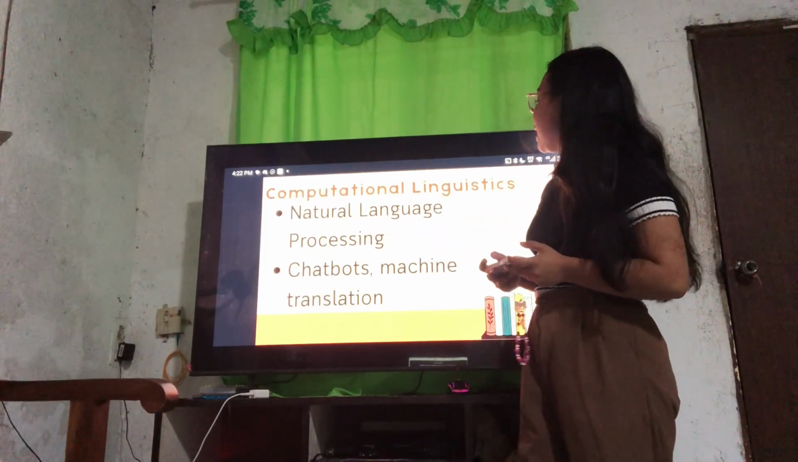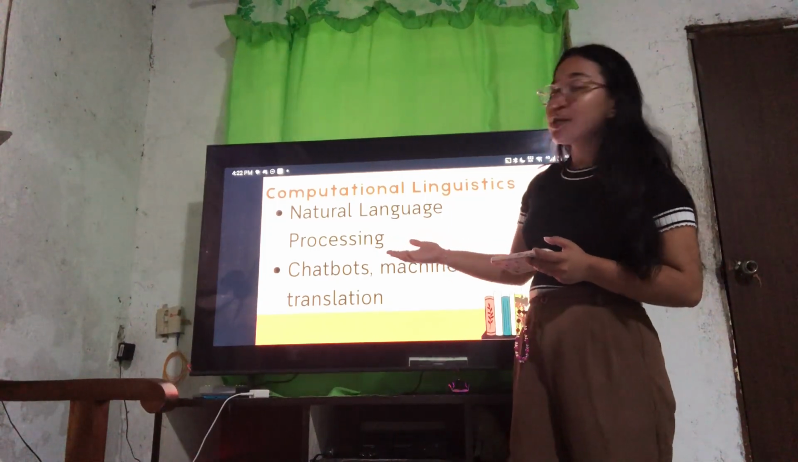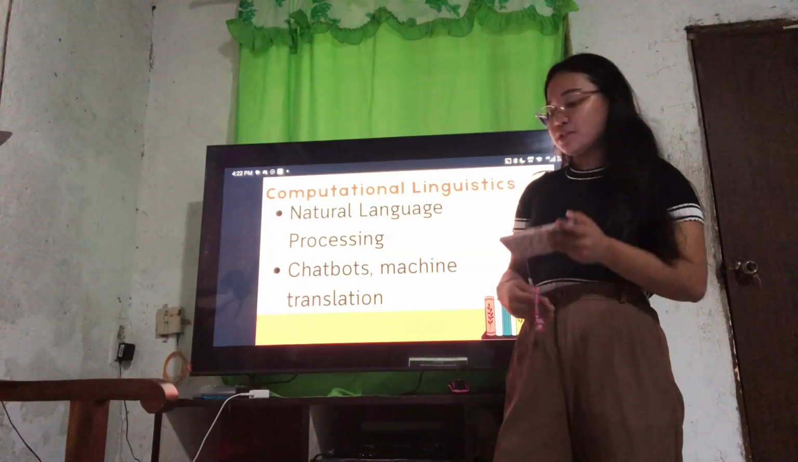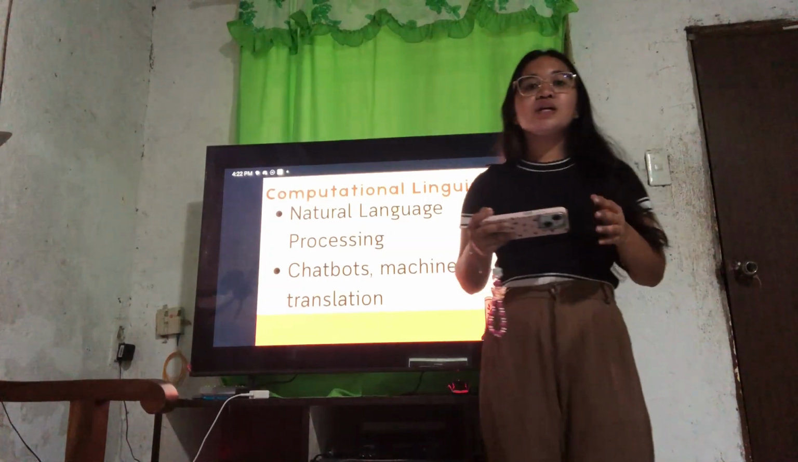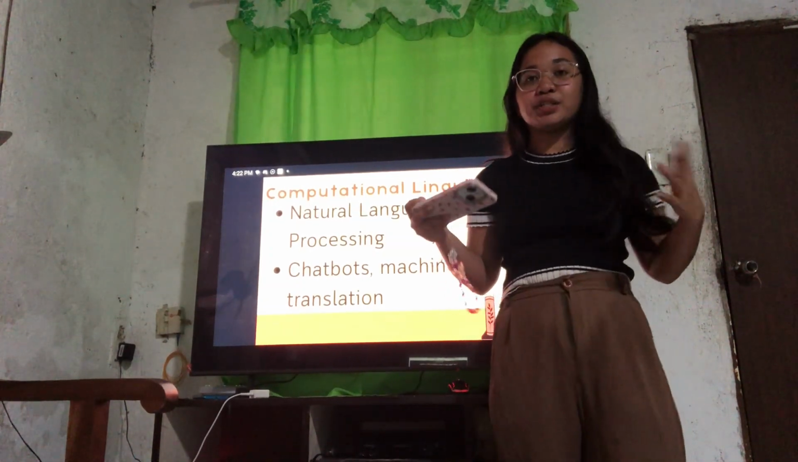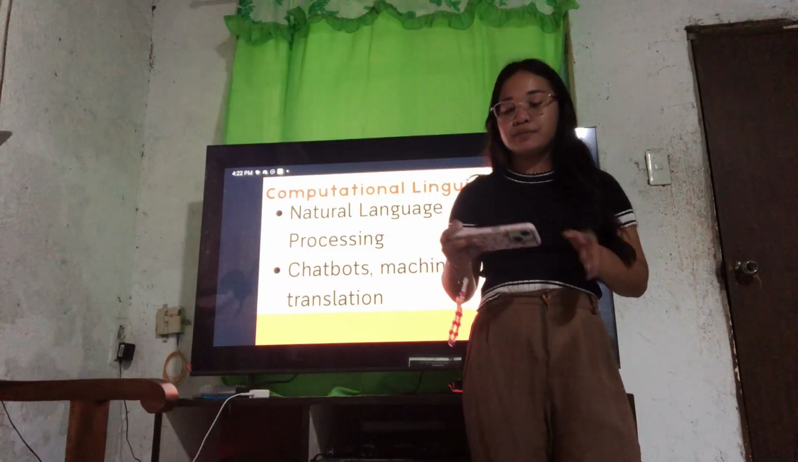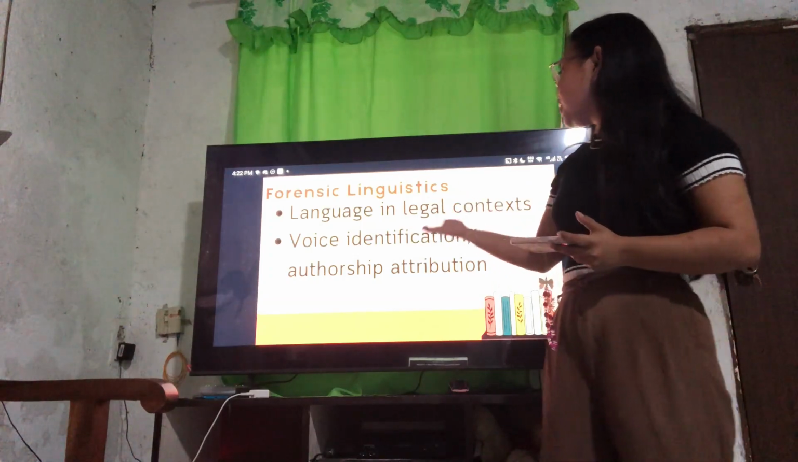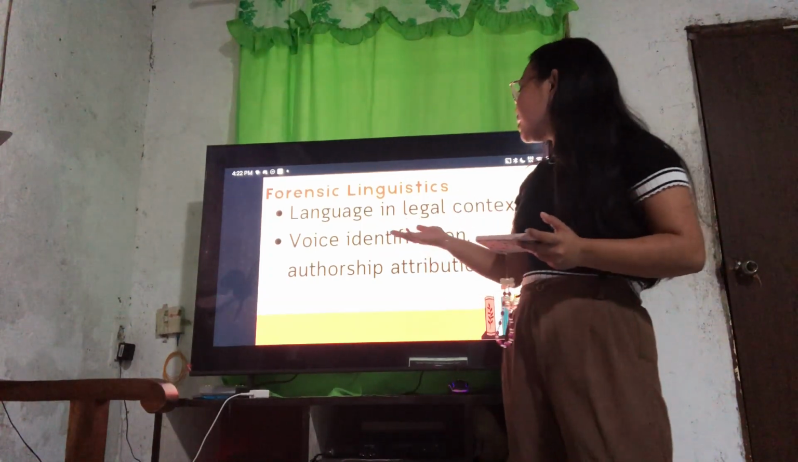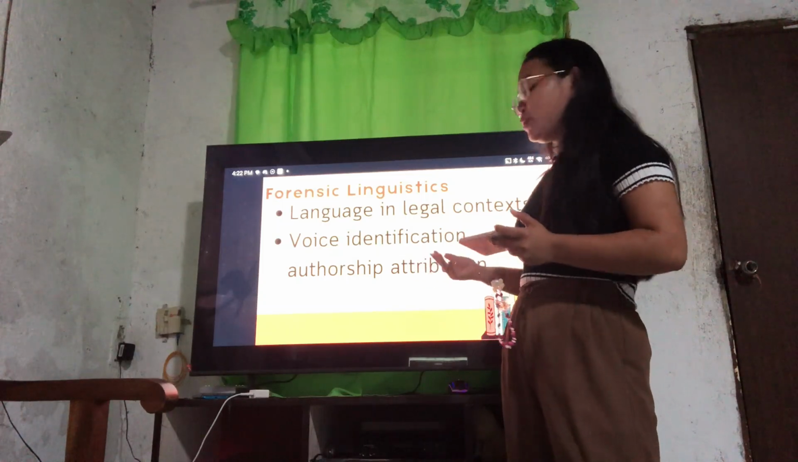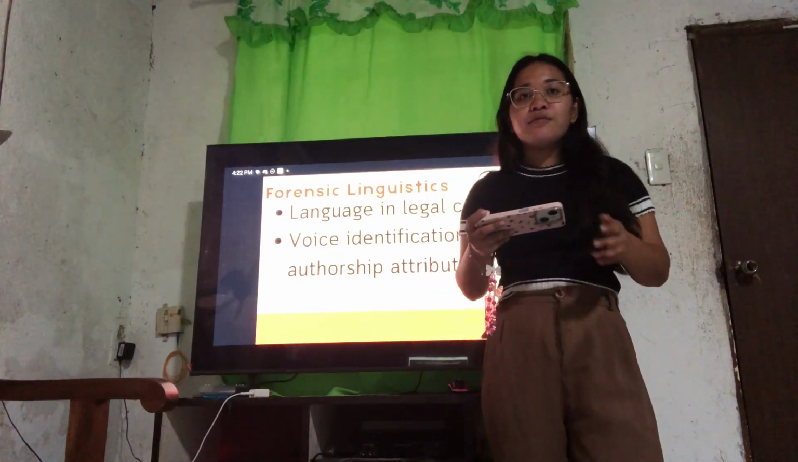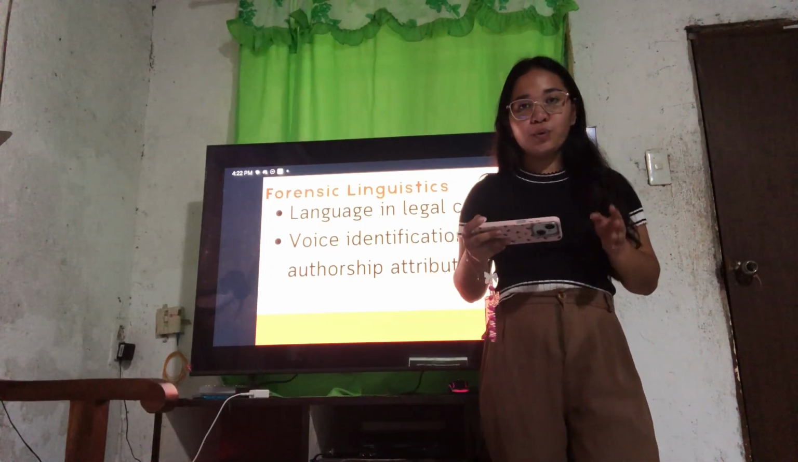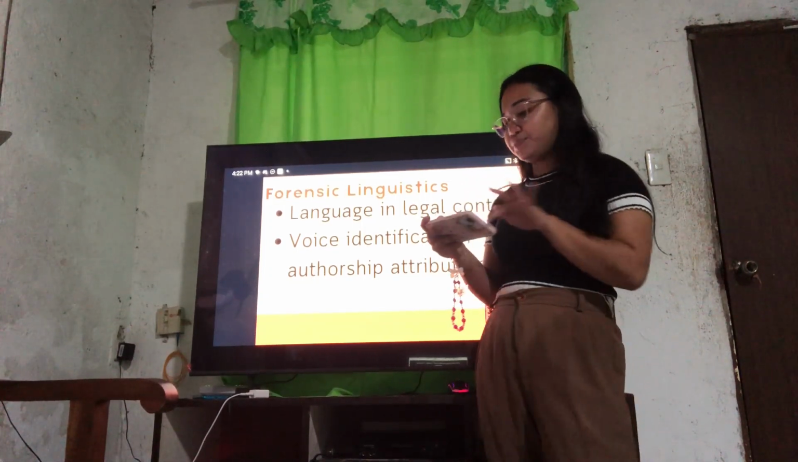Next is computational linguistics: natural language processing. Next is chatbots and machine translation. Computational linguistics relates to how systems like ChatGPT process your language. Next one is forensic linguistics: language in legal context, voice identification, and authorship attribution. Forensic linguistics shows how linguists help solve crimes through language clues.